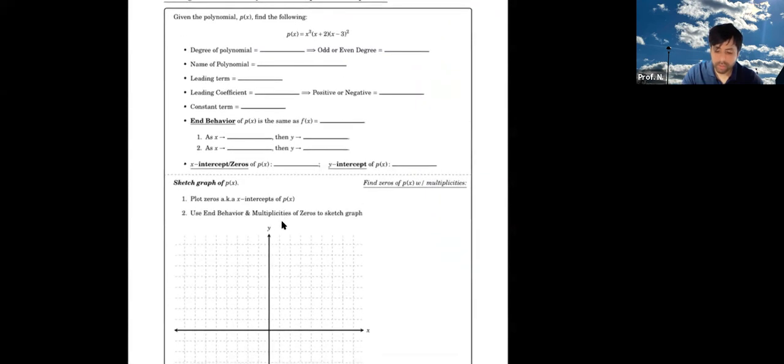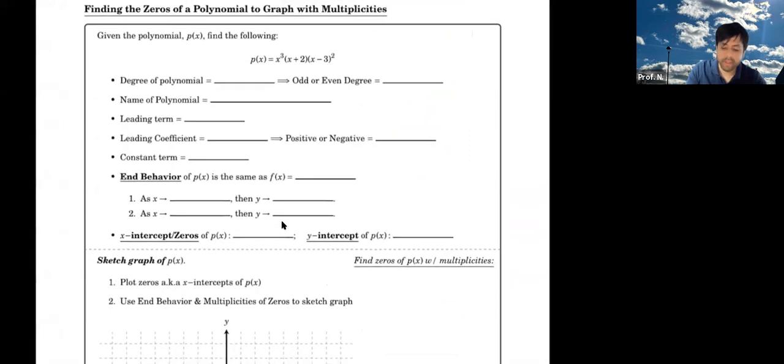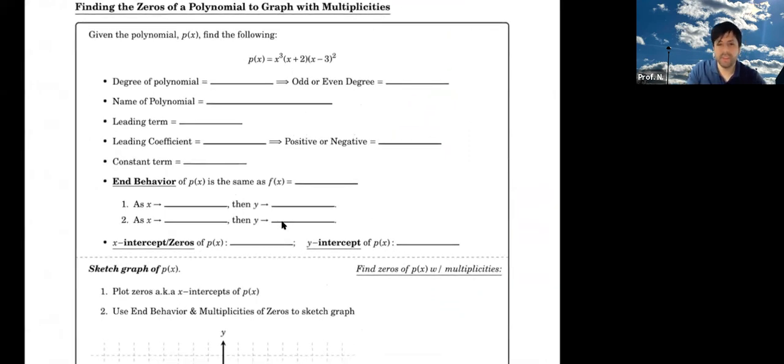Let's see if we can do this next one real quick, and then we'll be done for today. So what's the degree of this polynomial? If you look at all the x's, we got x cubed, we got x, but this x is being squared. One way to find it really quick is to add up all the exponents associated with x's. So this is 1, this is 2, this is 1, this is 3, so it's going to be 6. So degree is 6, is even. The name is a 6th degree polynomial.